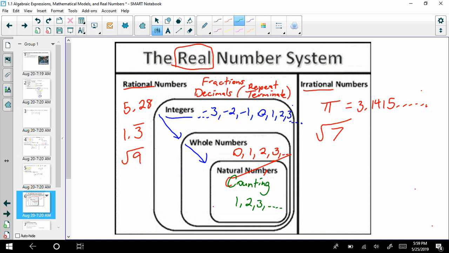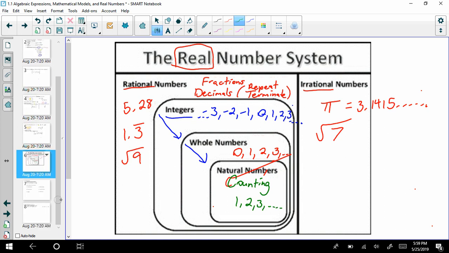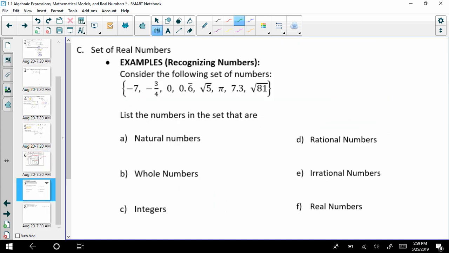All right, so let's try this. Let's see if we can actually organize numbers here. I've given you a set of numbers, and it has 1, 2, 3, 4, 5, 6, 7, 8 elements in it. And I want us to place these into the correct categories. So list all the natural numbers.